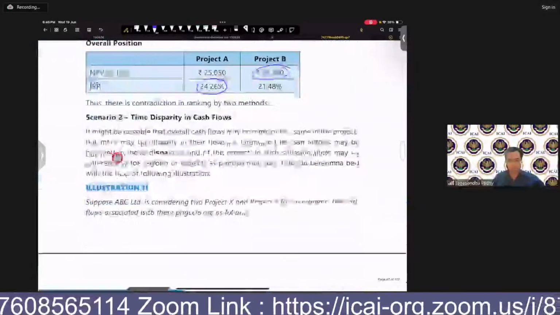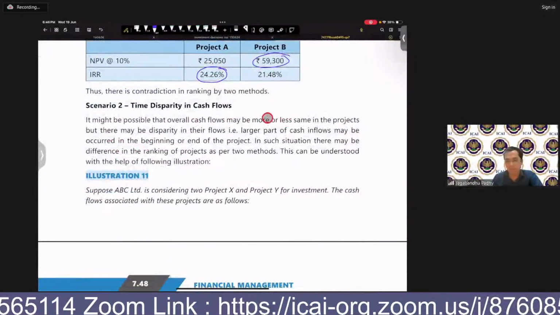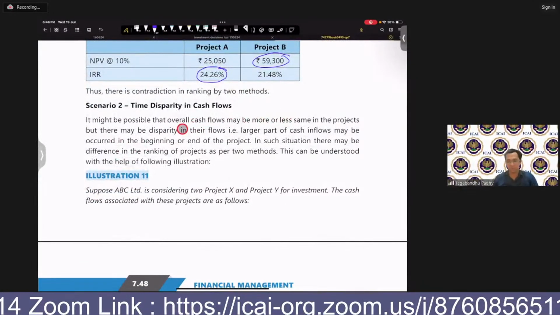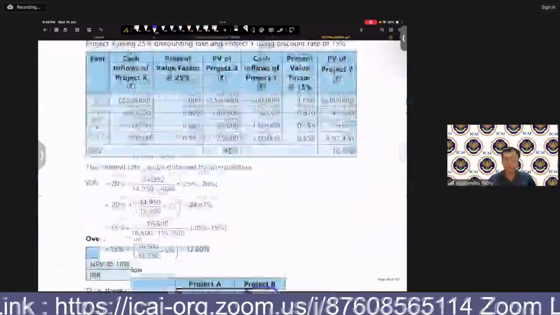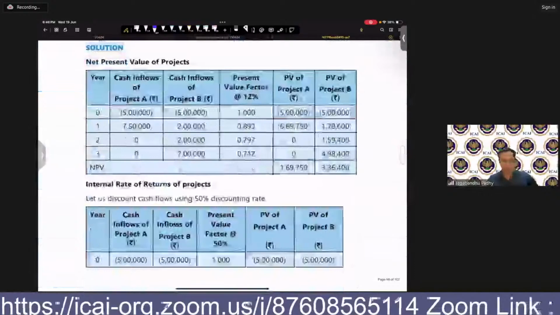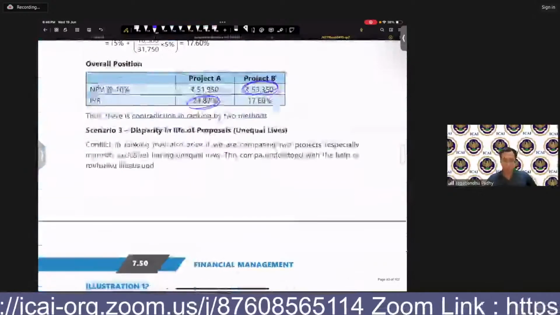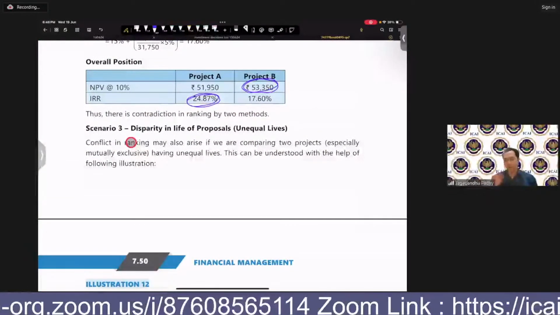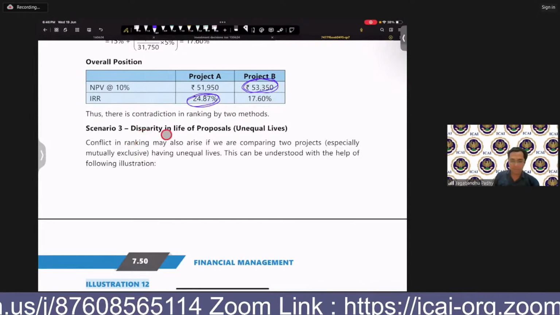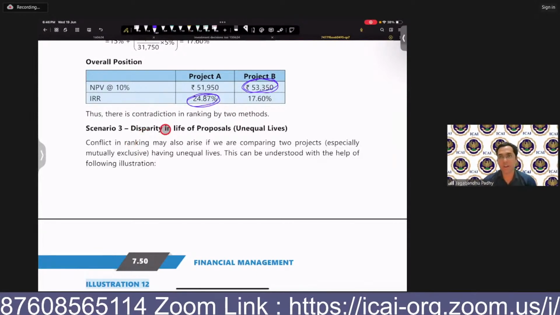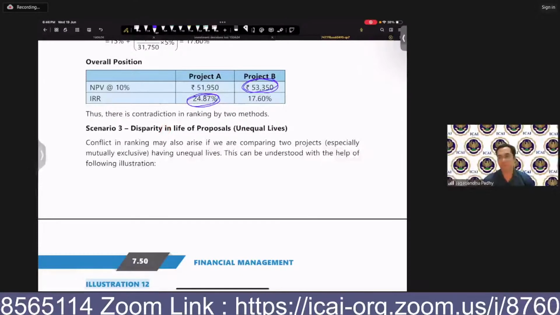Okay, so it might be possible that overall cash flows may be more or less the same in the project, but there may be disparity in the flows. That is the pattern in which it is coming, and that's what we observe, that it's going to provide us opposite results. Now, there may be a case that again contradictory results may come when we have disparity in the life of the proposals or unequal lives of the project.